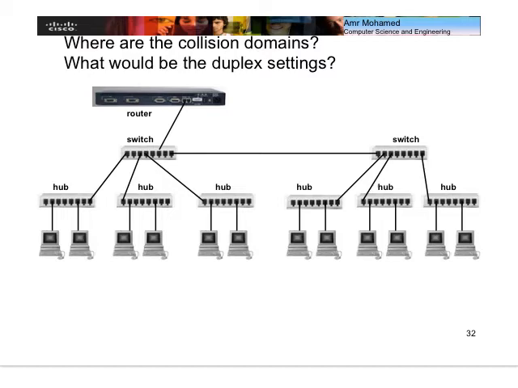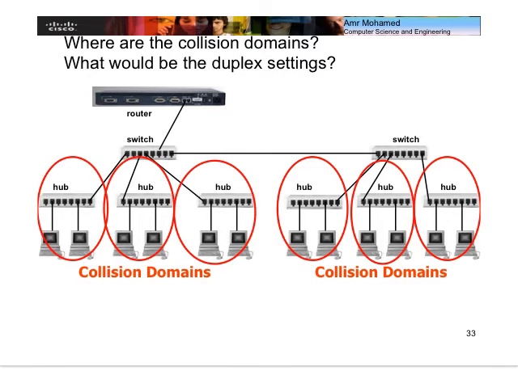So where are the collision domains in that case? How many collision domains do we have? 6 collision domains. For each port, we have a collision domain, and each domain is separate from the other domain. So we have 3 here and 3 here. Okay? And they are separate from each other.